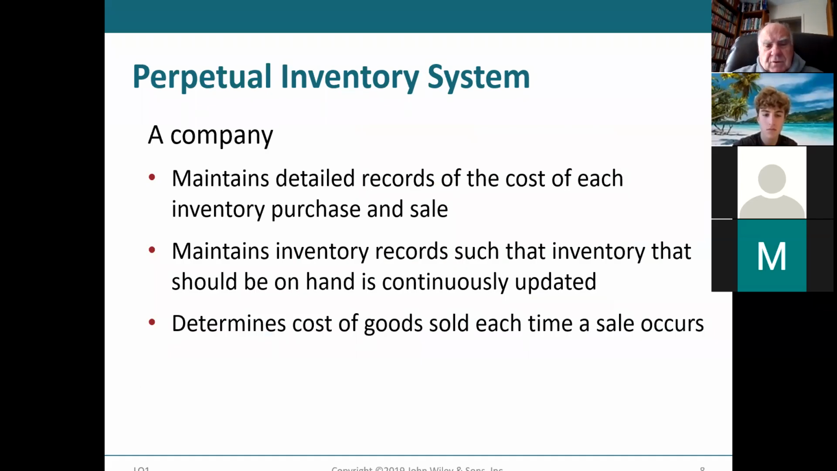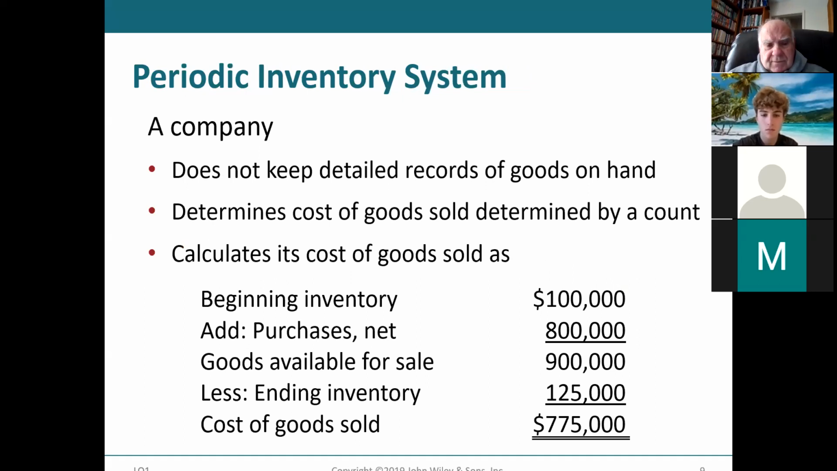A perpetual inventory system maintains detailed records of the cost of each inventory purchase and sale. It maintains inventory records so that inventory that should be on hand is constantly updated, and it determines the cost of goods sold each time a sale occurs. With a perpetual system, you know, perpetual means forever. You know always how much inventory is in your warehouse. Someone says, do you have these 8 televisions? You just click on a button and your computer will tell you how many you have.